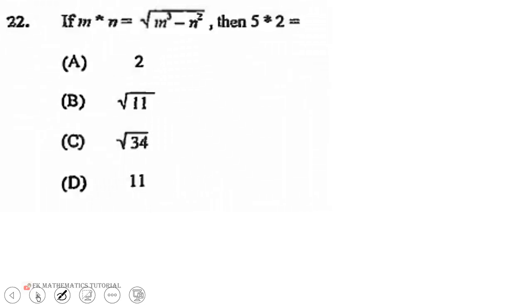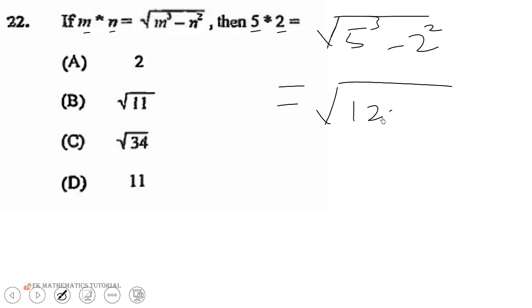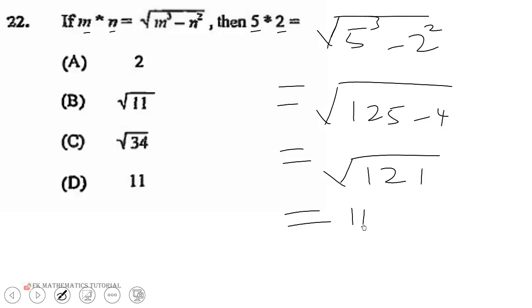Question 22. If m star n is equal to m cubed minus n squared, then 5 star 2 will be the square root of 5 cubed minus 2 squared. So this belongs to this and this belongs to this. Now 5 cubed is 125, minus 4. That will give you 121. The square root of 121 is 11. Option D is correct.